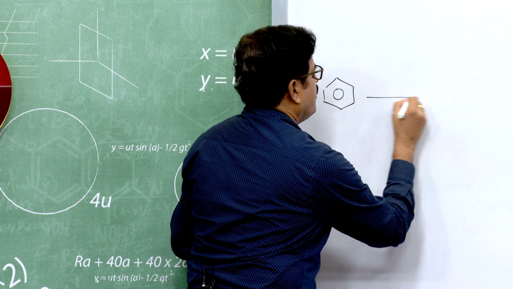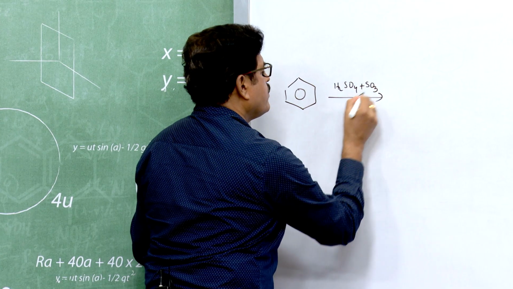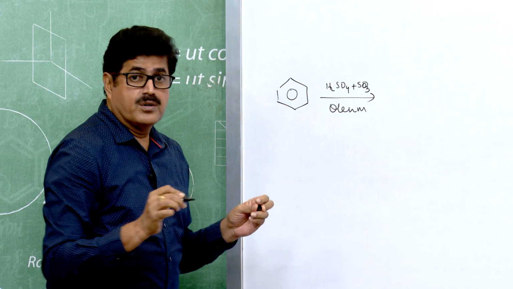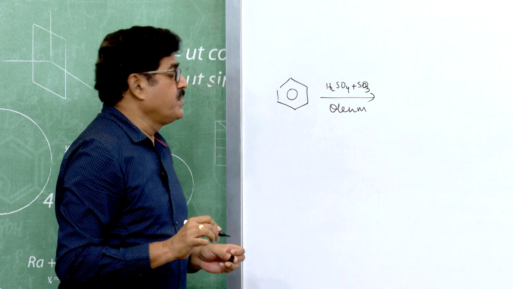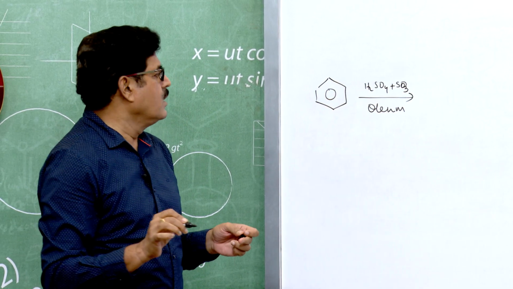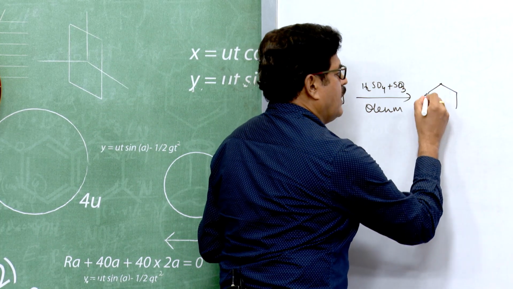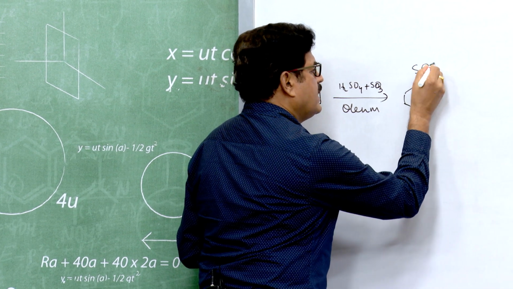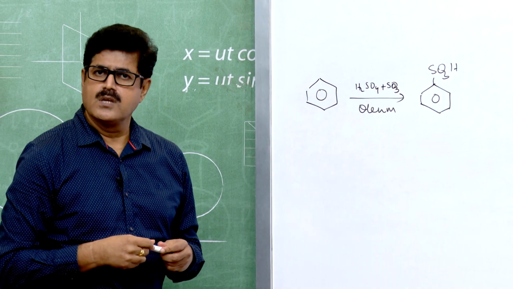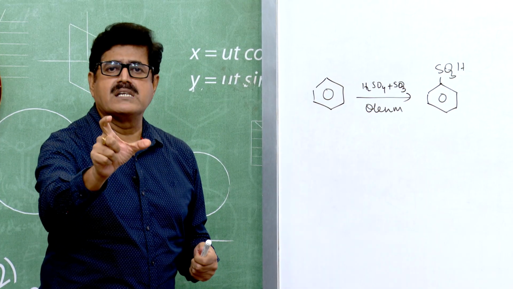Sorry. Benzene, when heated with oleum, that is H2S2O7, or a mixture of H2SO4 and SO3, gives benzene sulfonic acid. Another example of electrophilic substitution reactions. I repeat, electrophilic substitution reactions.